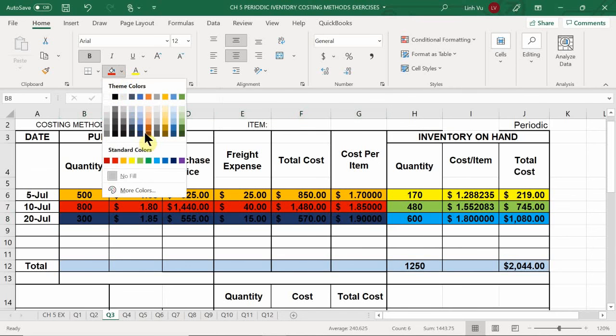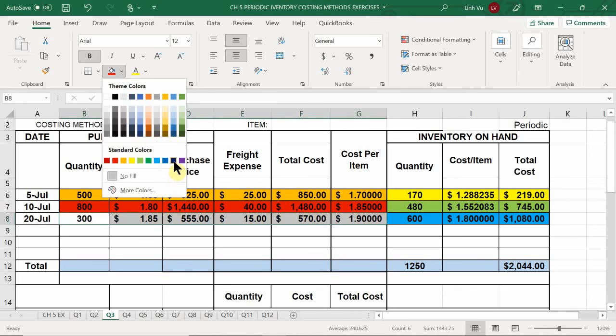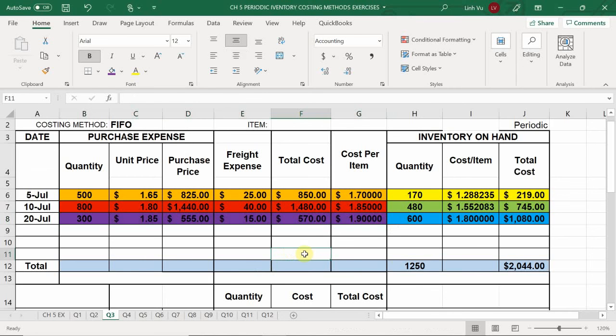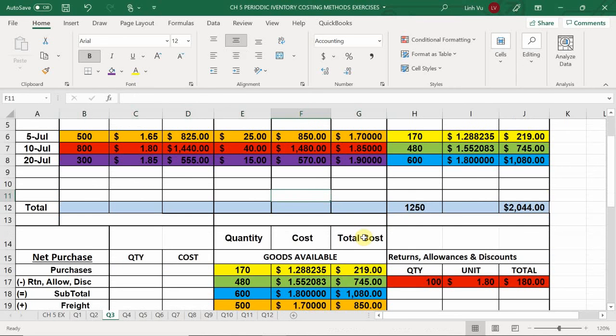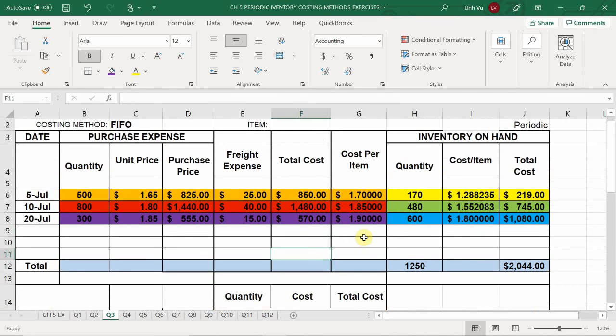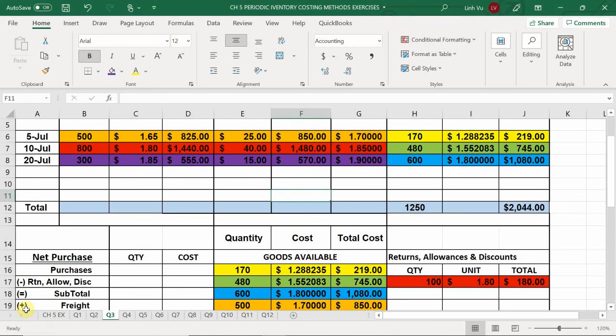Okay, let's see what I have left. I guess I can do... Okay, let's do purple since I'm running out of colors here. Okay, so purple. It's a little dark, but it's for 300 at 570. Okay.